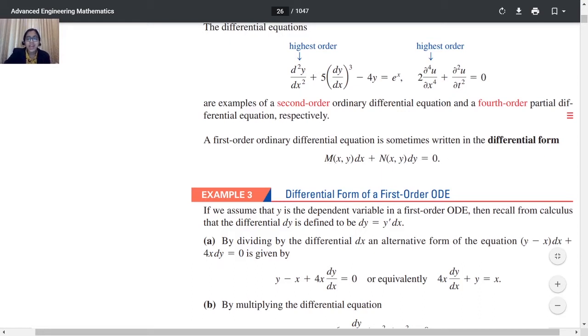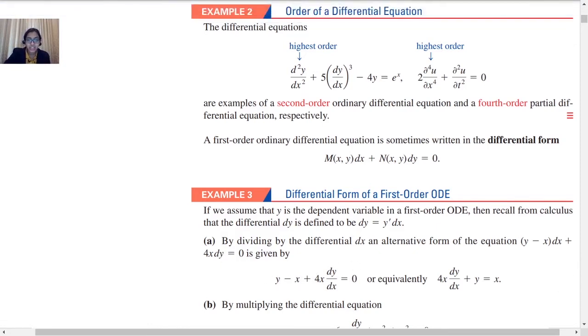So I can write this as, this is the first order differential equation. That is the explanation. You can rearrange it. That is, if I divide the whole equation by dx, what do I get? y minus x plus 4x into dy by dx is equal to 0. Or I can write this as 4x into dy by dx plus y is equal to x. So in this case, this is a differential equation because it has a derivative in it and the highest order is 1. So this is the first order differential equation.